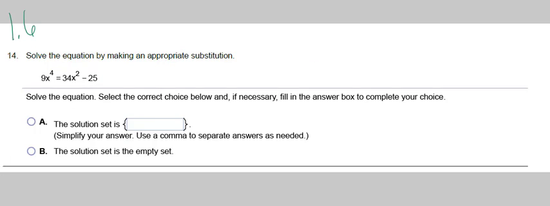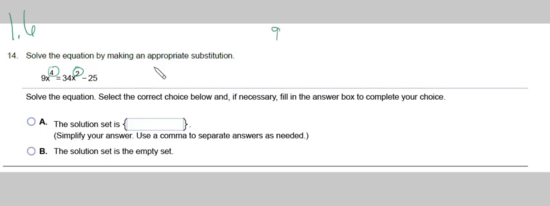College algebra. I'd like to work number 14 and 20. To start with, on number 14, it says to solve using an appropriate substitution. That's not quite what I would do. I would notice that this is x to the fourth and x squared, and so it's quadratic in form. That means it's like a quadratic.